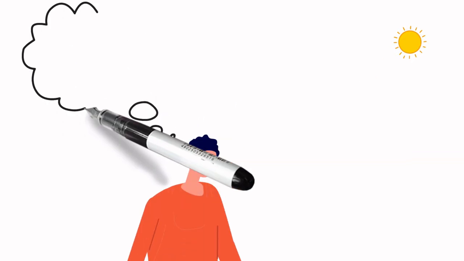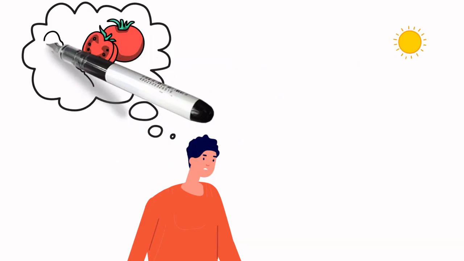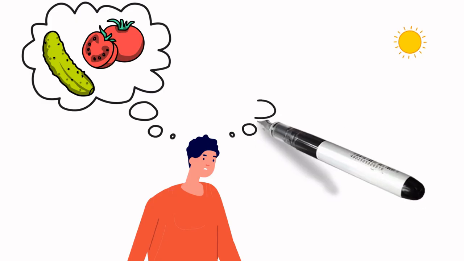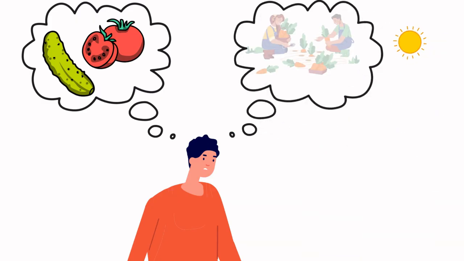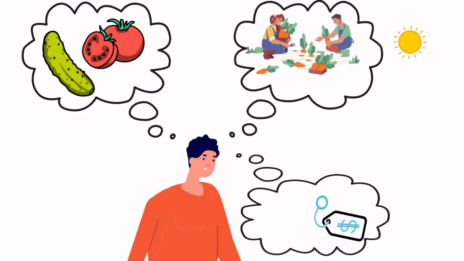He makes key decisions like which vegetables to grow. Should he grow more tomatoes or more cucumbers? How many workers to hire during the harvest season? How much to sell his produce for at the island market? Without entrepreneurs like Mark, production wouldn't be organized or efficient. They take risks and hope to make a profit.